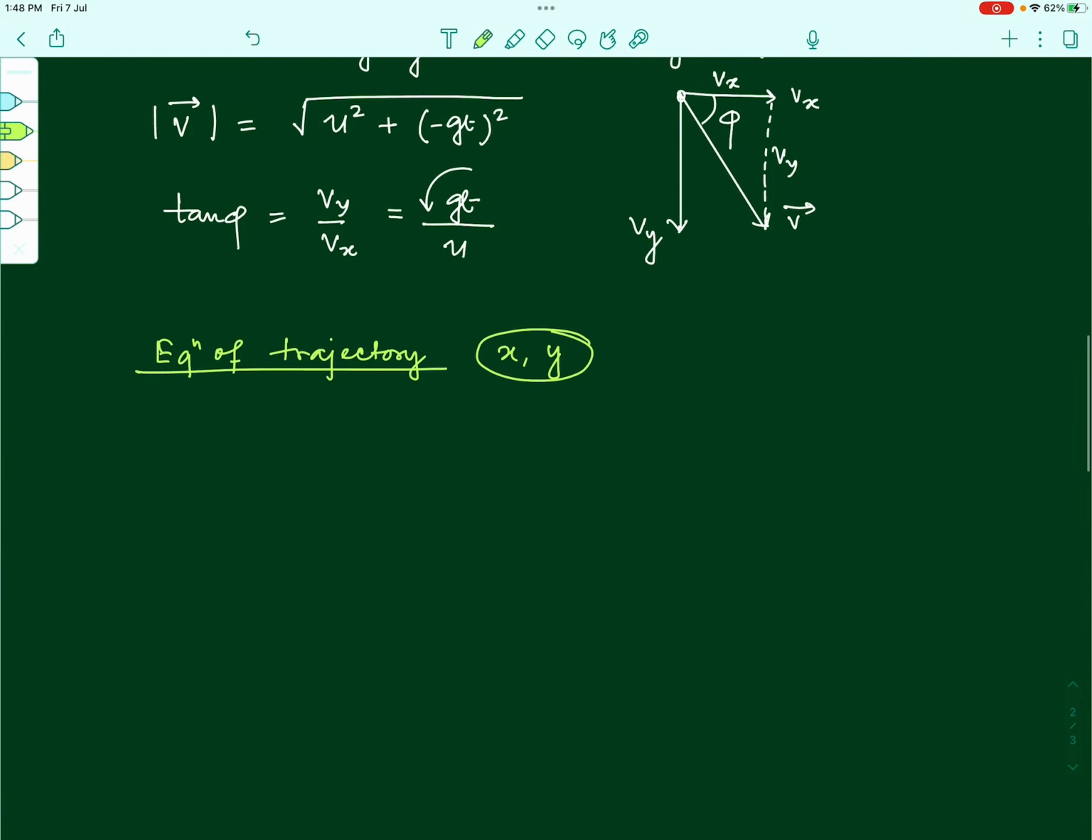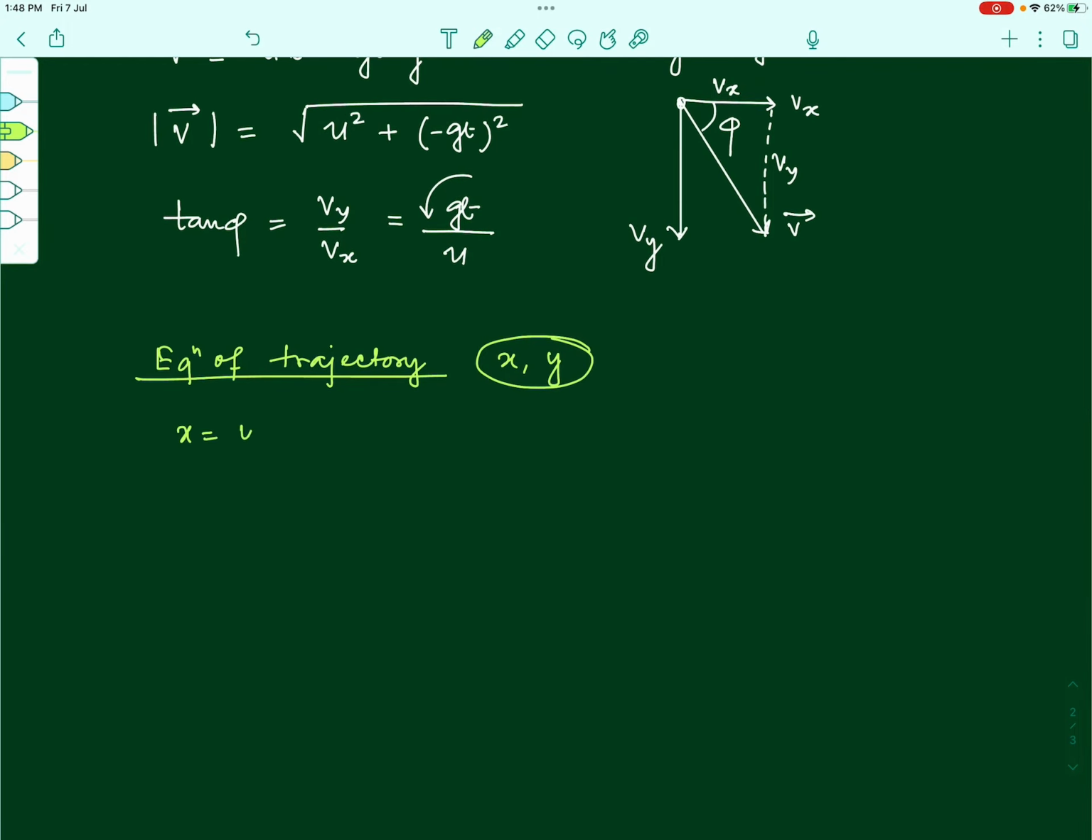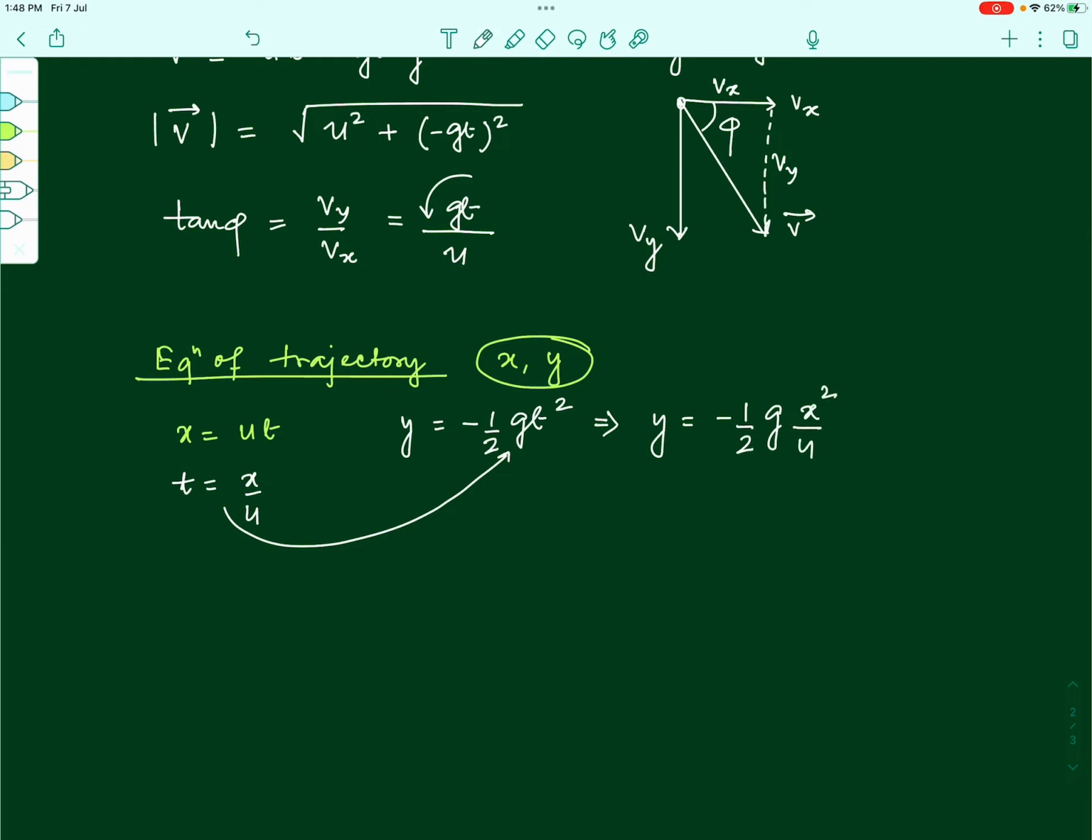Let us do that. x is equal to ut and y is equal to minus half gt squared. From the first equation we get t is equal to x by u, and we use this t value in this equation to get y is equal to minus half g into x squared by u squared. This becomes our equation of trajectory, simply an equation that connects the x and the y axis.